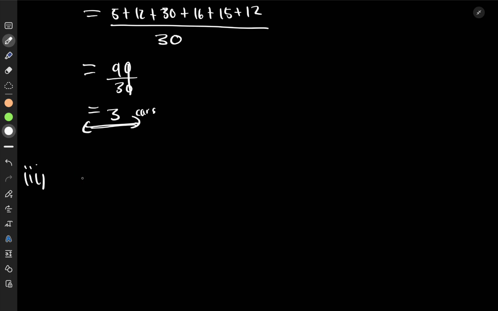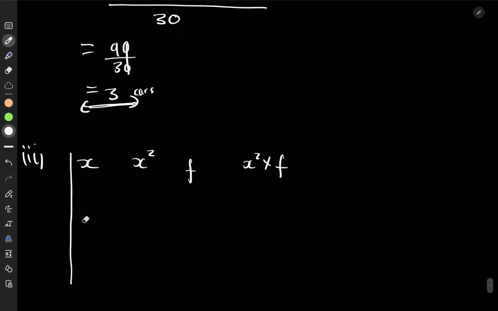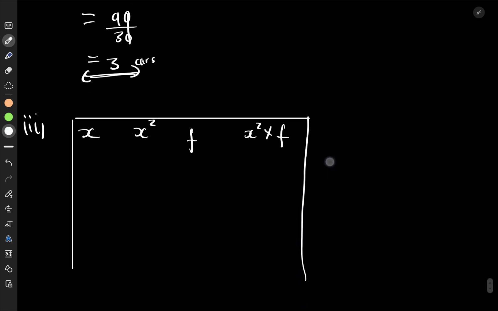So you say x, then you say x squared, then you say frequency, and then you say x squared times frequency. So x squared, then frequency, then x squared times frequency. Let's put that. Because here's a tip. If you want to know how you will remember this, then let me show you.